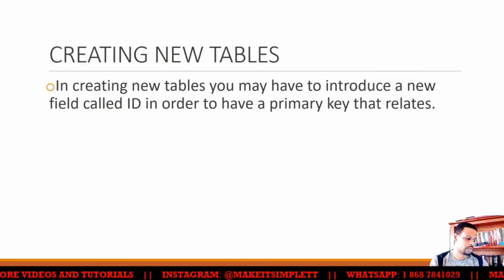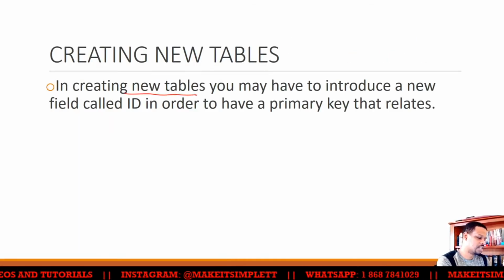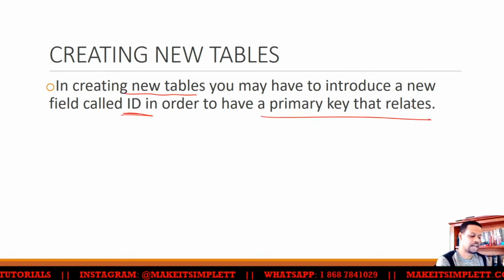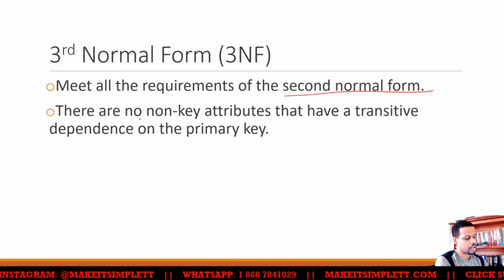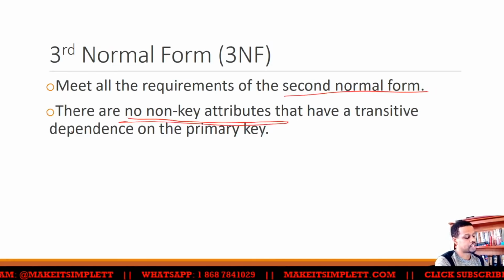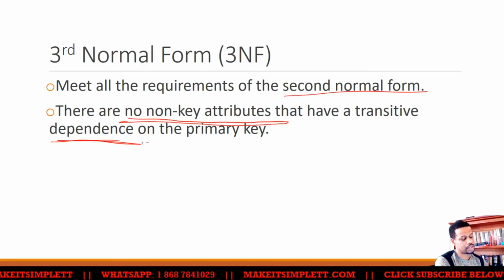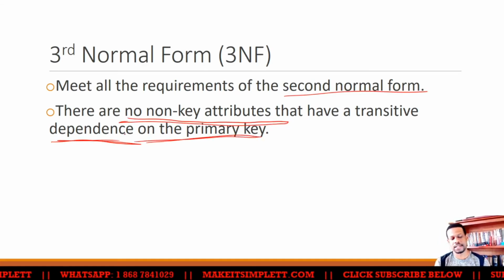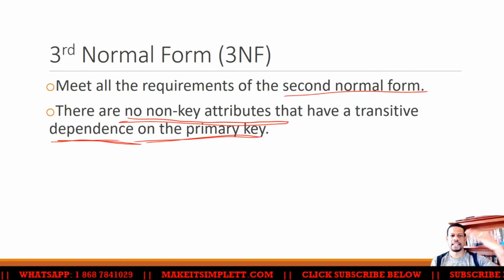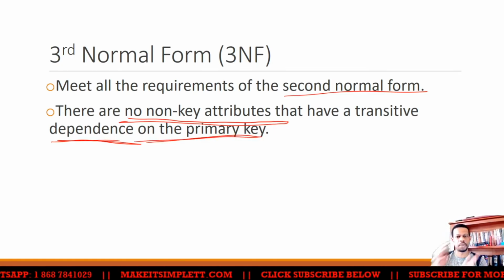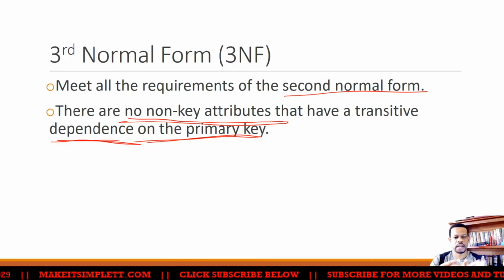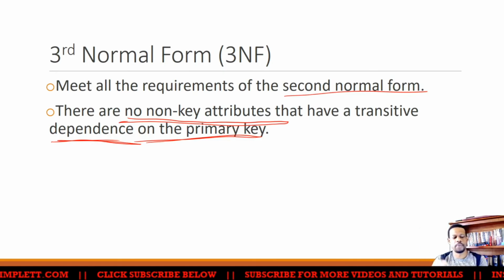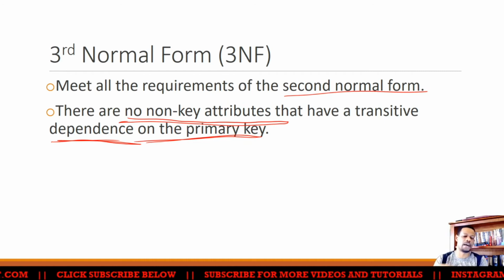Third normal form now. Sometimes you have to create new tables to introduce some ID in order to have a primary key that relates, right? So let's go to third normal form. It meets the requirements of second normal form, but no non-key attributes must have a transitive dependence on the primary key. Transitive dependence means that you have a kind of cascading. So you are dependent on your mother, and your mother is dependent on your grandmother, right? But all in the same table. So you can't have a dependency on your grandmother through your mother. If you're going to have a dependency on your grandmother, you have to have the dependency on your grandmother alone.